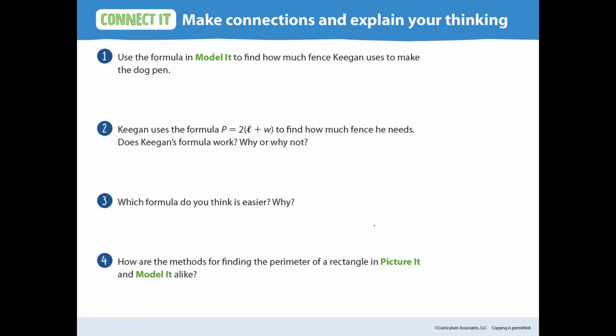Connect it. Make connections to explain your thinking. You should be on your workbook following along. If you ever need to pause because I'm going a little bit too fast, please do that to make sure you have all of this filled out. Number 1, use the formula in Model It to find how much fence Keegan uses to make the dog pen.